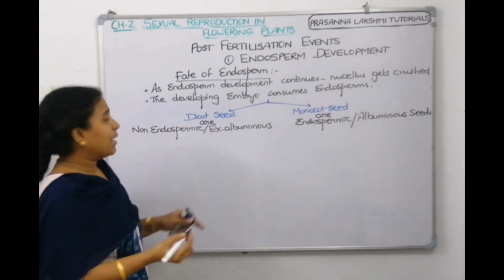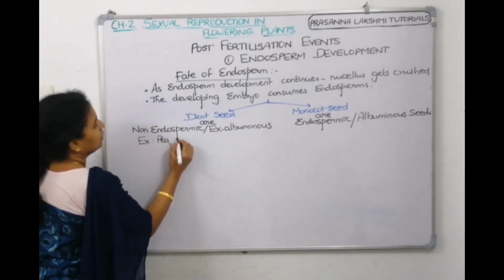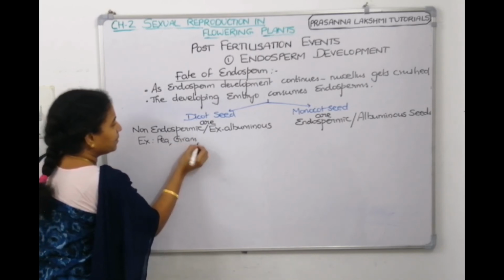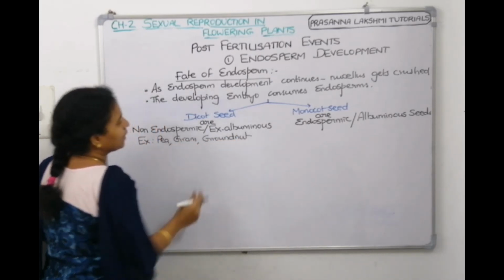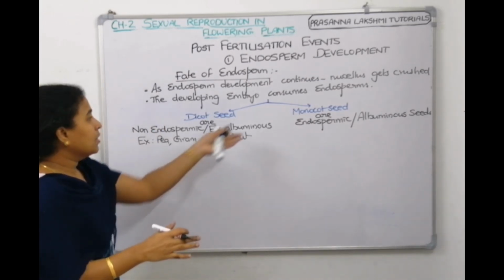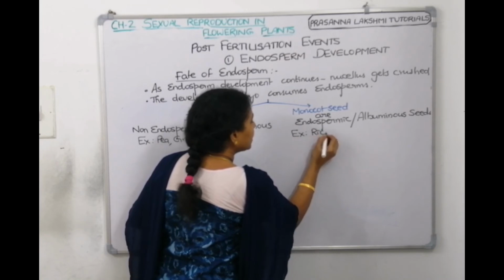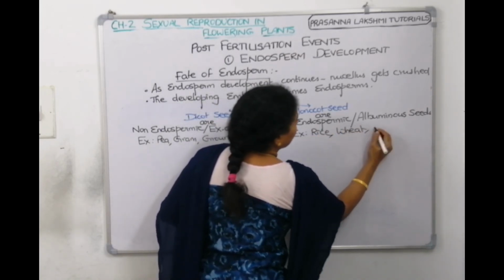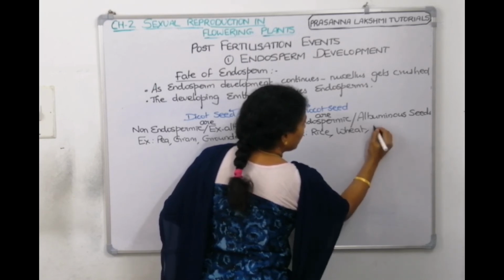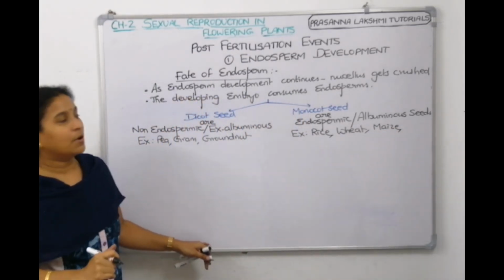Now, list down some examples of dicot seeds. Pea is an example. Gram is an example. Groundnut is an example for dicot seeds which don't have endosperm. List down some examples of monocots. Rice is an example. Wheat is an example. Rice, wheat, maize, all these are examples of monocots.